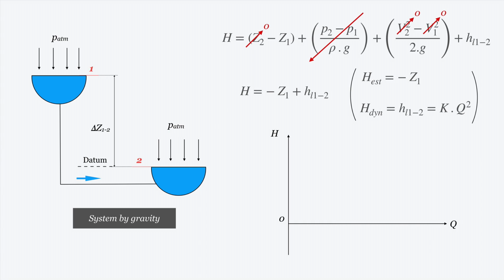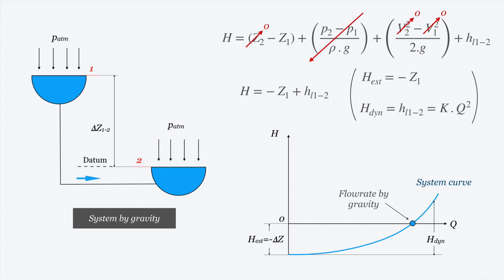So let's see that the axes are a little bit different. Why? Because the static head now is negative, below zero, because gravity is helping us. It doesn't change with the flow rate, and we can draw the system curve by adding the dynamic part of the head, as we have done before. And what does this point mean? Well, this is the flow rate that this system can deliver by gravity.